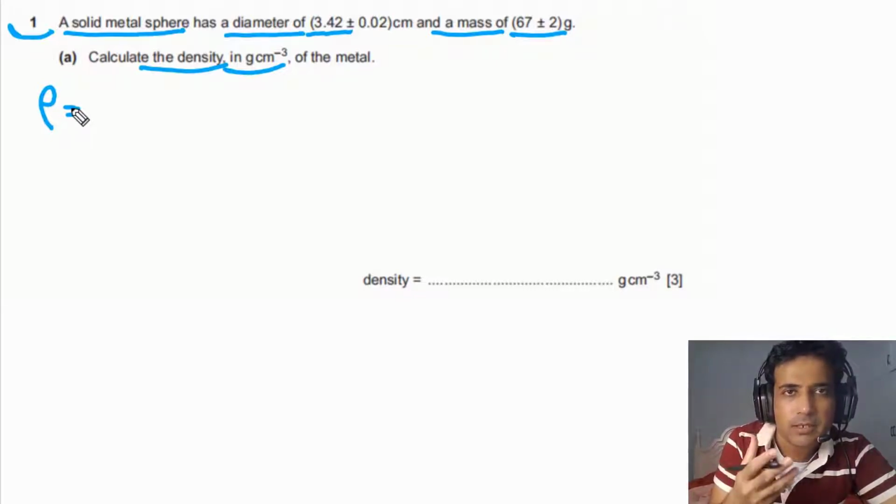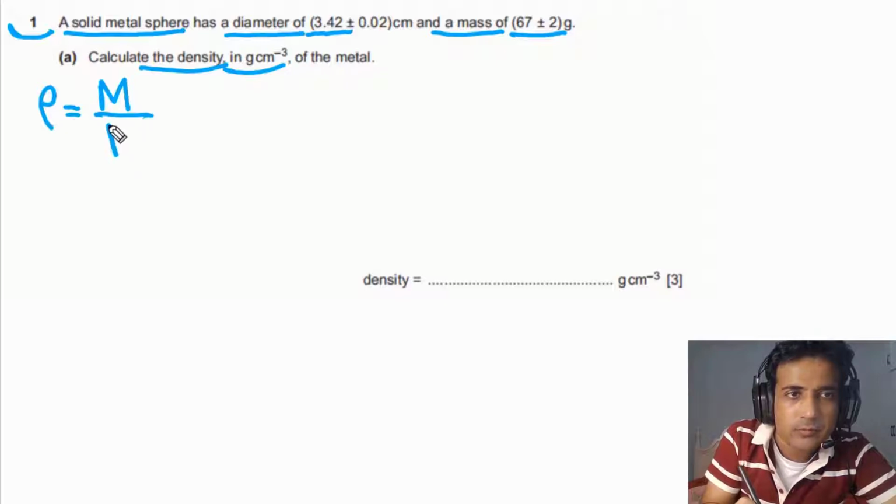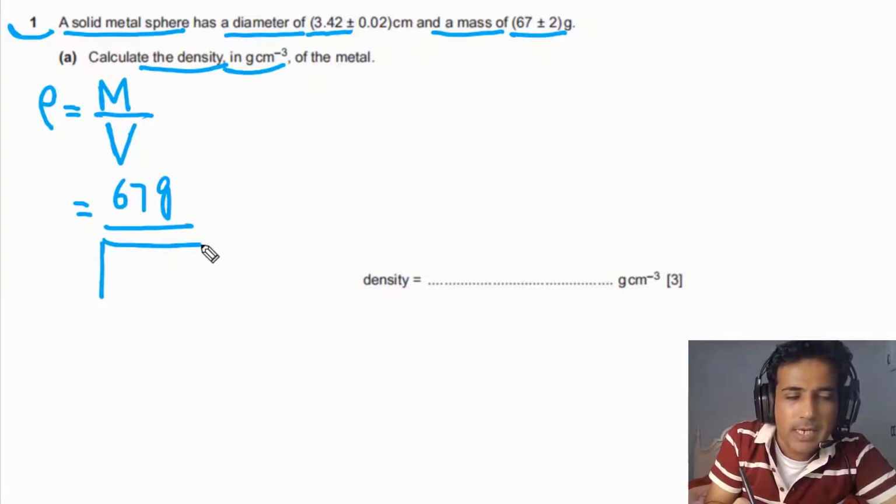You need to understand how to calculate density. Density is simply equal to mass over volume. So we can use capital M for the mass and capital V for the volume. For this question, mass is given to us. The value of mass is 67 grams. But volume is not given. The diameter of the sphere is given to us.